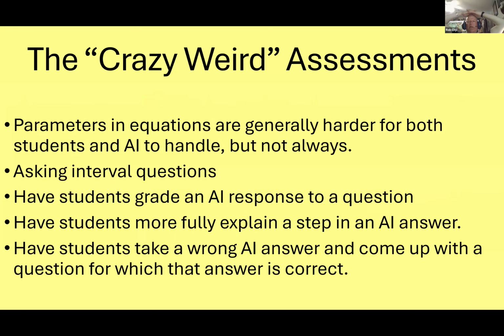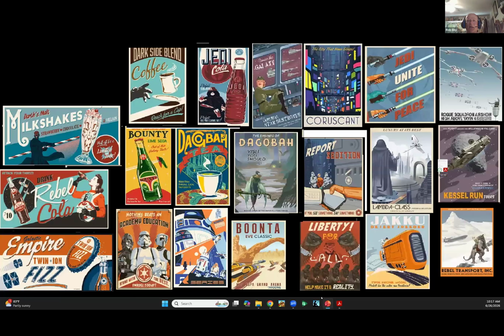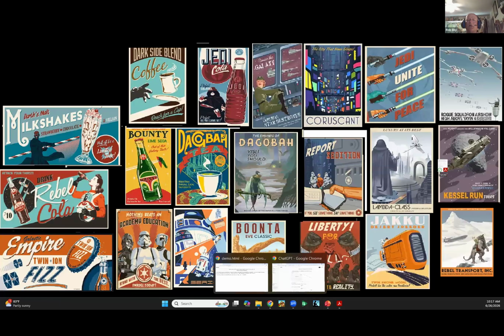Some other things I've started doing is having students actually grade an AI response. That gets them frustrated. Or if the AI produces an answer, how do they get from here to here? And this one really hacked off my Cal 2 students. AI gave a wrong answer to a question, so I said, okay, now what question would this be the correct answer for? And they were not happy with me, because it actually turned out it was really hard to come up with that.